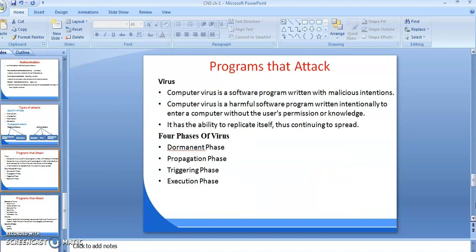Next, programs that attack. There are different types of programs through which you can attack the plain text or during the transmission. First come to the virus. What do you mean by virus? A computer virus is a software program written with malicious intention. A computer virus is a harmful software program written intentionally to enter a computer without the user's permission or knowledge. It has the ability to replicate itself, thus continuing to spread.